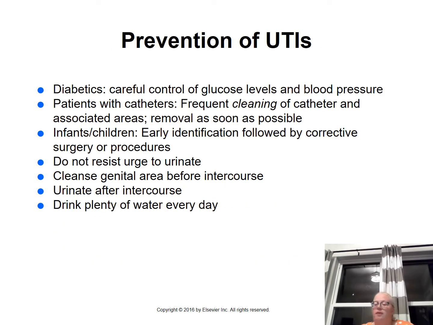Okay, as far as prevention of UTIs, if we're going to use our high-risk patients, one of them being diabetics, the biggest thing is that they are a well-controlled diabetic and they are fairly compliant with their diabetic regimen. If they can control their glucose levels and their blood pressure, typically they won't have any issues with UTIs. As far as patients with catheters, I think a big thing to understand is, besides frequent cleaning of the catheter and associated areas, is the removal as soon as possible.